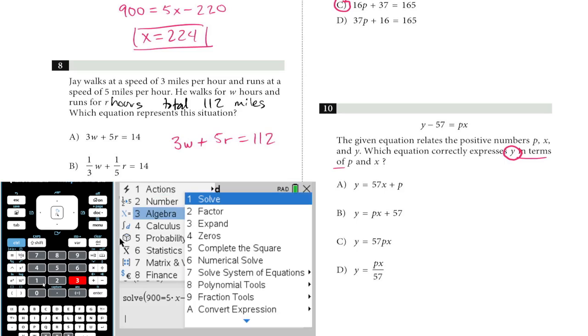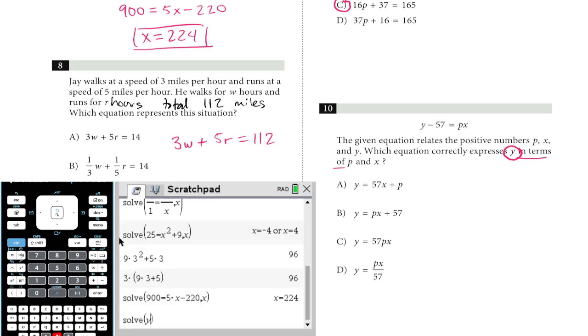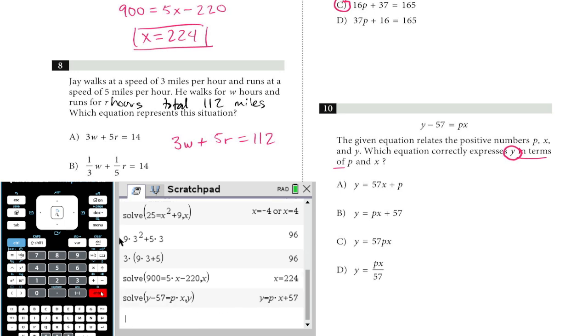So we're going to do menu 3, 1, y minus 57 equals, and we're going to do p times x, because when you have a letter next to a letter, you have to put the times sign. And we're going to do comma y, because they want to get y by itself, so we're going to solve for y. So y equals p times x plus 57. So the answer is B.